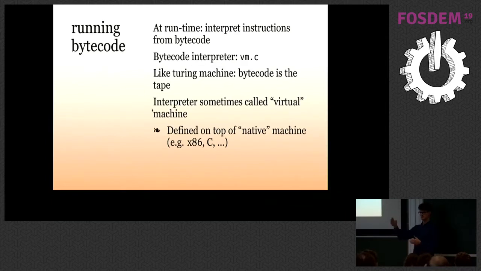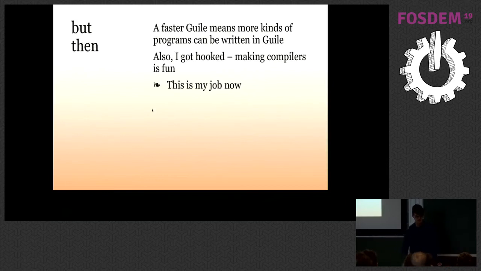And you'll see that as Guile develops, we just keep dropping these levels down and down. It's still all virtual, and even to your CPU, the x86 instructions aren't really what your CPU runs, right? Those are expanded out as well in a similar fashion. So the thing is that when Guile becomes faster, you can write more things in Guile, right?